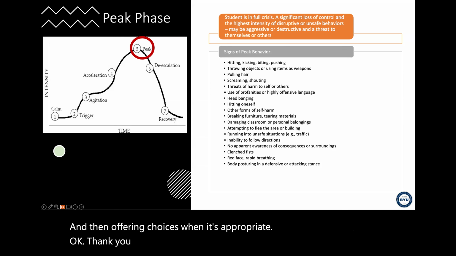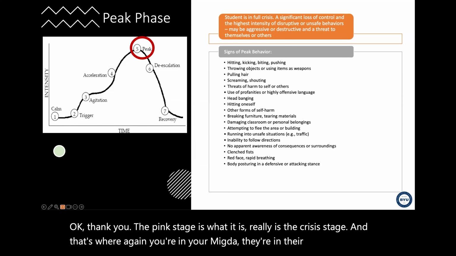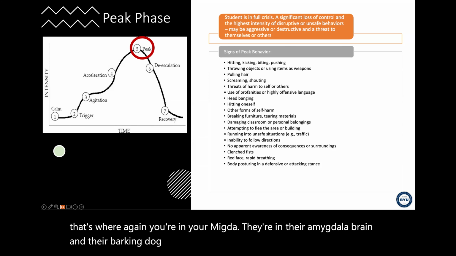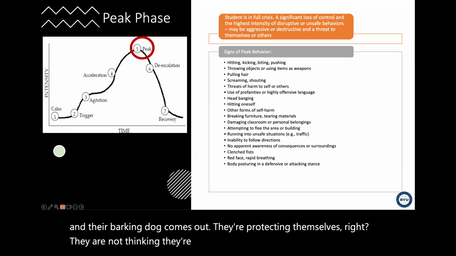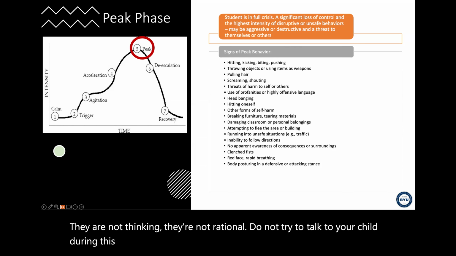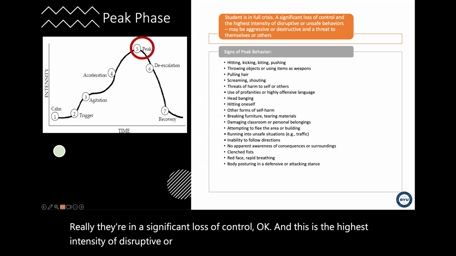The next stage is really the crisis stage. And that's where, again, you're in your amygdala, they're in their amygdala brain, and their barking dog comes out. They're protecting themselves, right? They are not thinking, they're not rational. Do not try to talk to your child during this time. Really, you're just trying to keep them safe. They're in a significant loss of control. And this is the highest intensity of disruptive or unsafe behavior.